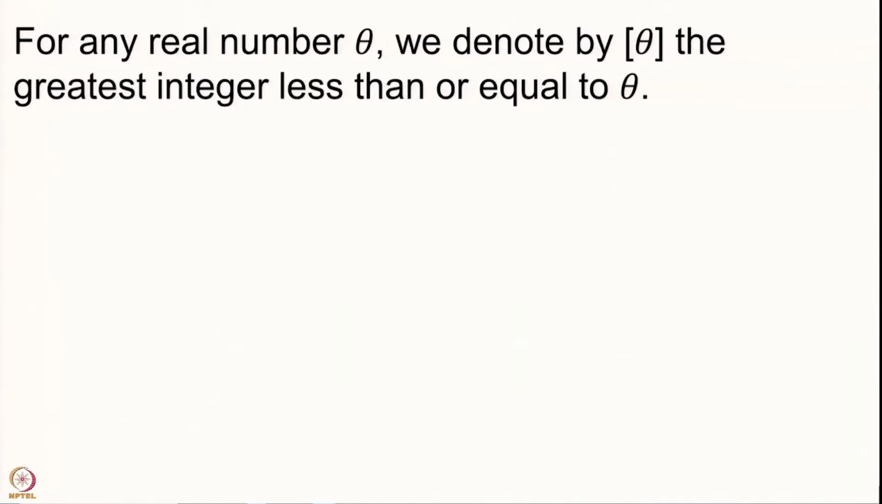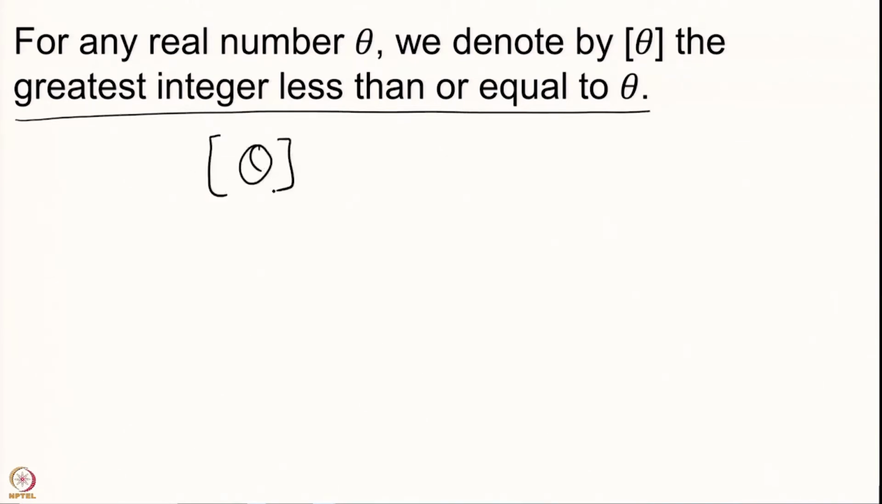We need some notations. So, for any real number theta, the square bracket theta is the greatest integer less than or equal to theta. So, what we have is that this greatest integer has the property that it is less than or equal to theta, and theta is strictly less than the greatest integer less than or equal to theta, plus 1. This is called the floor function. We also sometimes use this symbol to denote it.